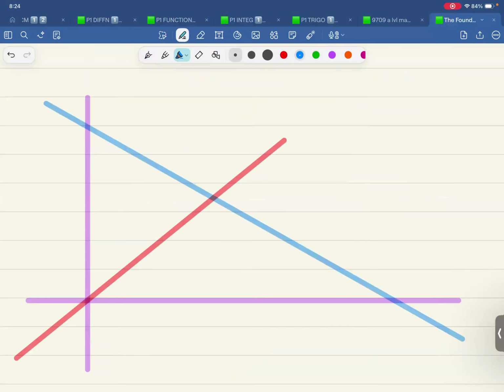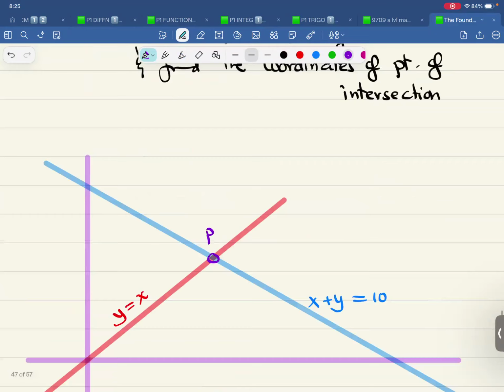It's not drawn to scale, just a rough diagram. The red one is y equals x. The blue one is x plus y equals 10, or y equals minus x plus 10. What is this? This is the coordinates of P, the point of intersection.